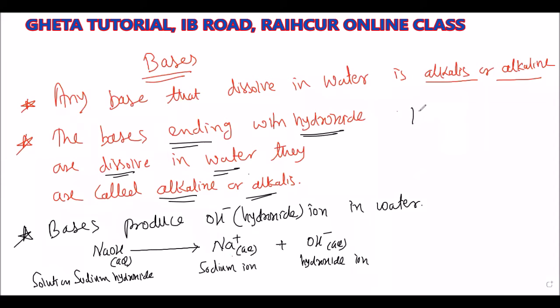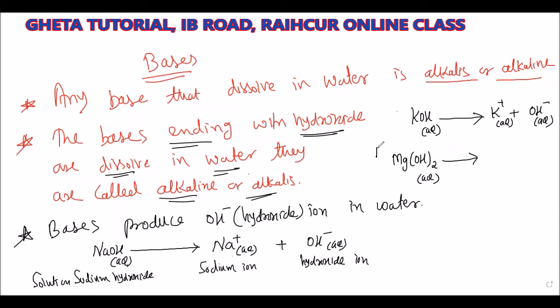Suppose now I give you KOH (aq), meaning the water is present. What does it dissociate to form? K plus (aq) and OH minus (aq). Correct. Now if I give you Mg(OH)2, magnesium hydroxide (aq), then there is Mg plus OH minus.